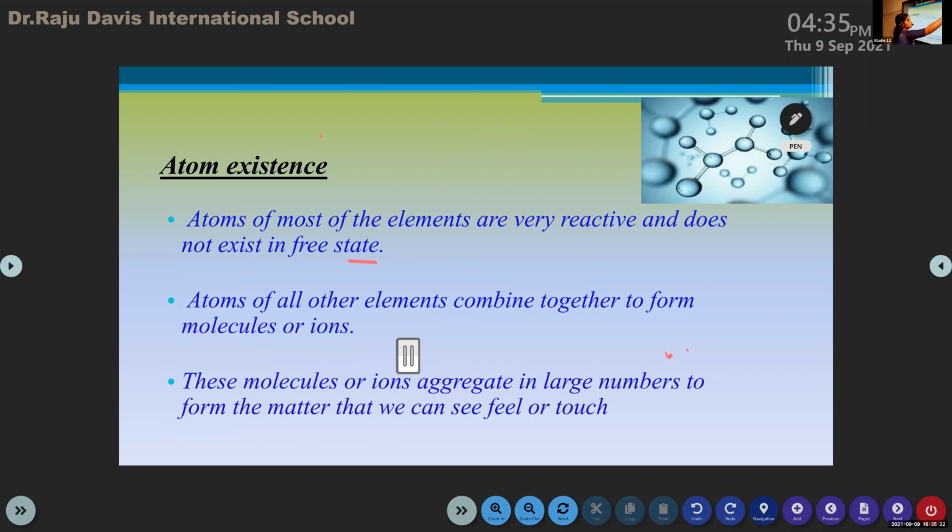These molecules or ions aggregate in large number to form the matter that we can see, feel, or touch. Okay. So we are starting with atom, then atoms combine together to form molecule or ion, then molecules or ions combine together to form matter. Clear? Shall I move to the next slide, children? Yes, ma'am. Okay.